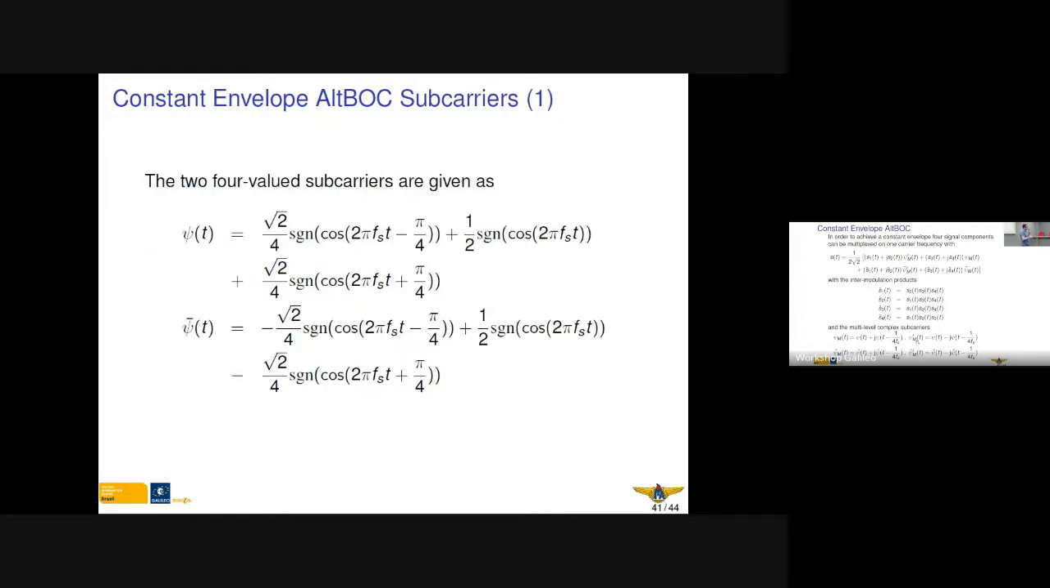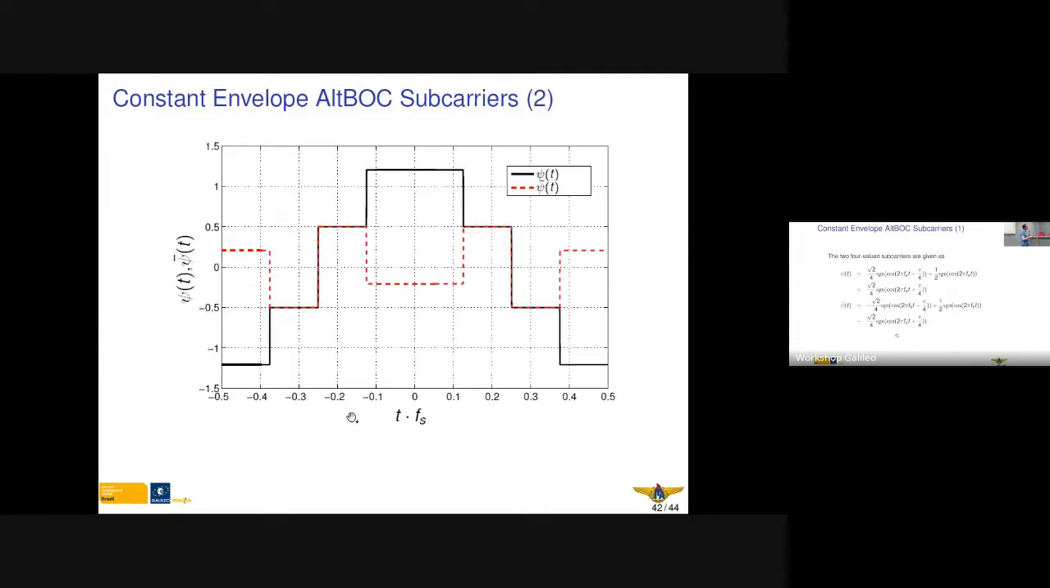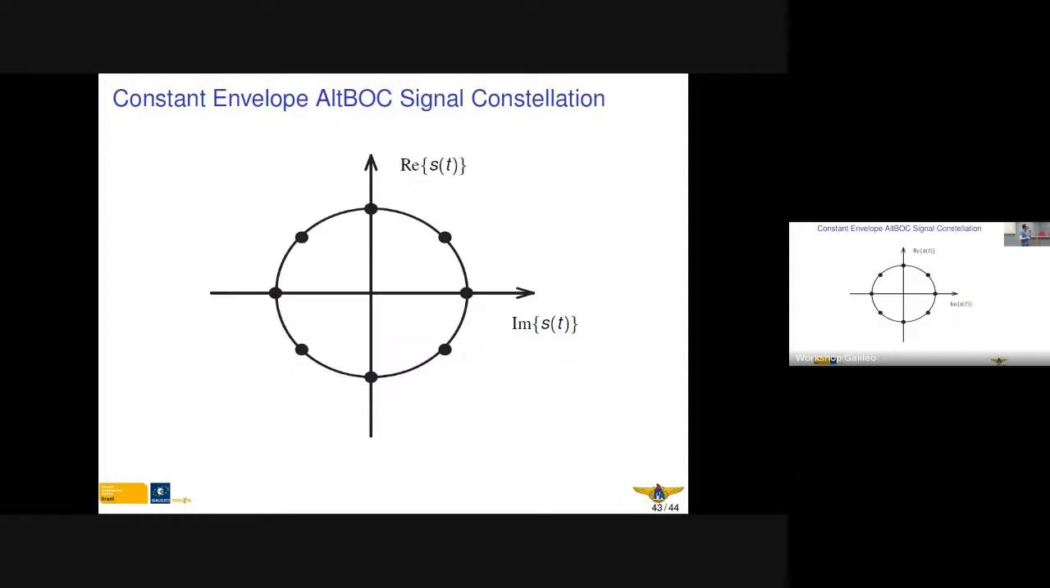We have here the multi-level subcarriers psi and psi bar, and they look like this in the time domain. Here we have psi bar. You see, they are not binary anymore; they have multiple levels. The psi signal in black also has multiple levels. This achieves a constant envelope with 8 states, looking like an 8-PSK in the end.